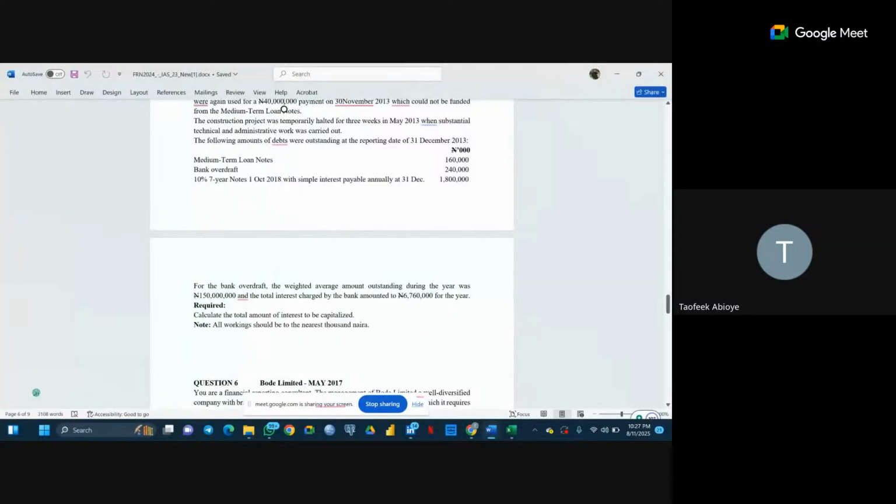Here it is. For the bank overdraft, the weighted average amount outstanding during the year was 150 million, and the total interest charged by the bank amounted to 6,760,000. We are told that the total amount outstanding, which means from this total of 240, the outstanding balance is 150, and this is the total interest. So, and we said our formula for WACC is what? Interest paid divided by total amount borrowed, which means that 240 was borrowed at a specific rate that they did not give us, but they give us the total interest figure, which is 6,760,000. So this is the total fund 240, and this is the interest paid on it, 6 million. I don't know if you get it, man.